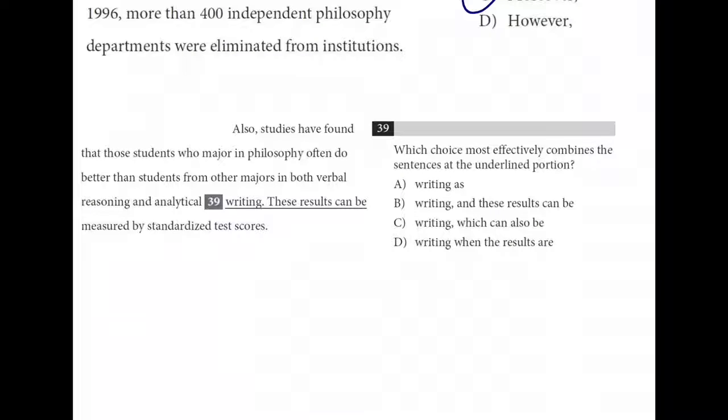39. Which choice most effectively combines the sentences at the underlined portion? A. Writing as is the best answer, because it succinctly expresses the idea that students who major in philosophy often do better, as measured by standardized test scores.